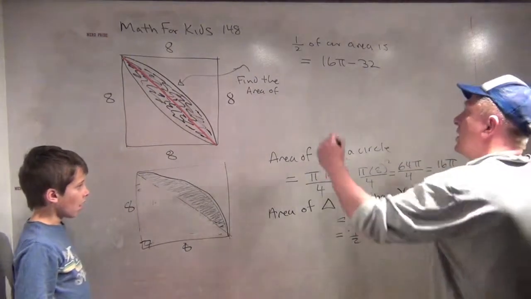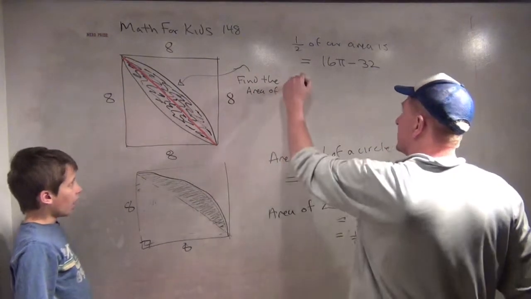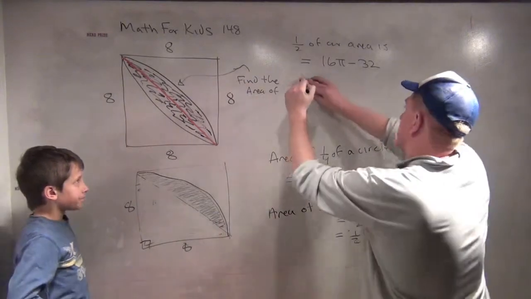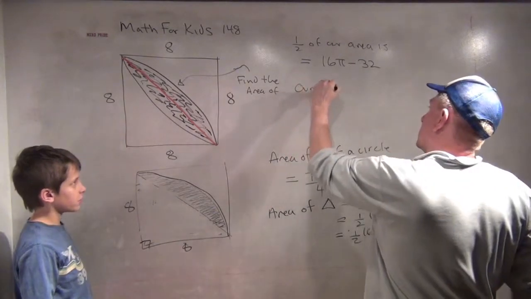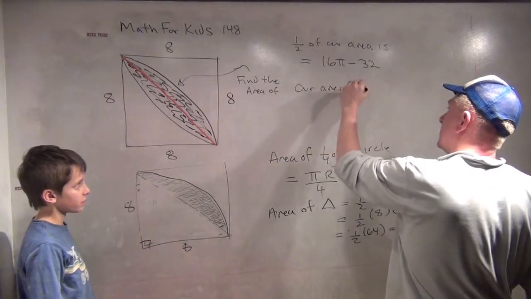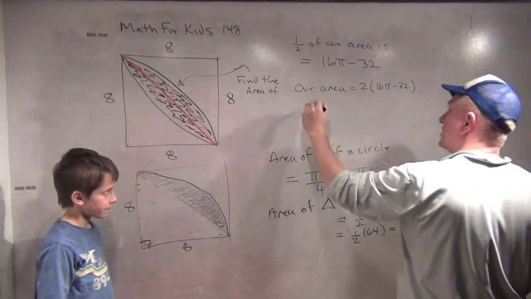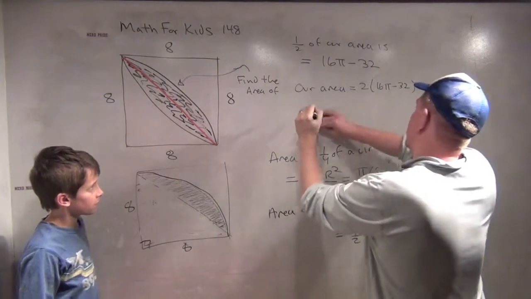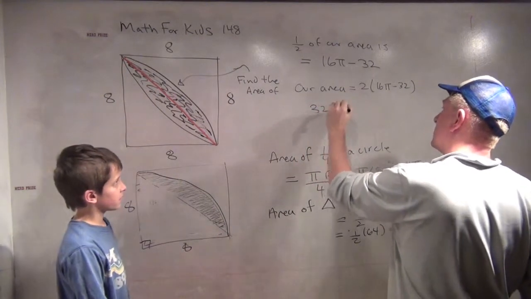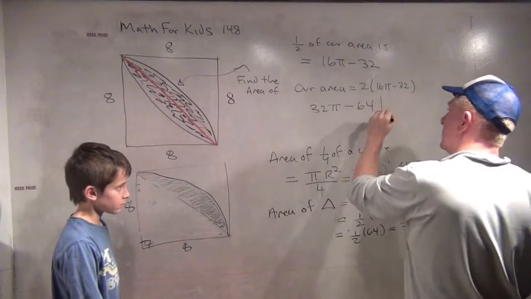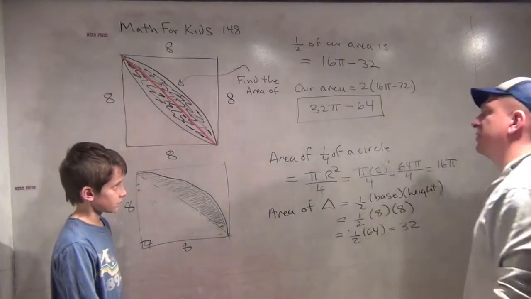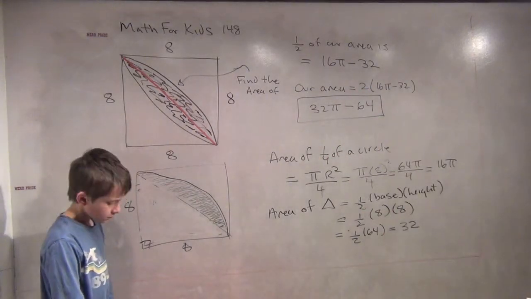Okay? And so if this is half of our area, what is our area? Area is 32 pi minus 64. 2 times 16 pi minus 32, which is 32 pi minus 64. Now that's a very funny looking number, 32 pi minus 64, but that's our area.